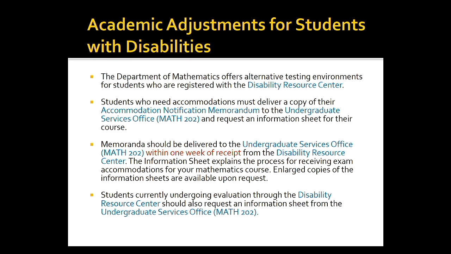All right, academic adjustments for students with disabilities. Now, some of you have disabilities certified by the Office of the Dean of Students with accommodations for exams and quizzes. Now, you should have received an accommodation notification memorandum. Please take that to the Math Undergraduate Services Office. That's in Math 202, and request an information sheet for this course. Please deliver that within 1 week of you receiving that form from the DRC. And they'll tell you what you need to do about exams and quizzes and all that for this course.